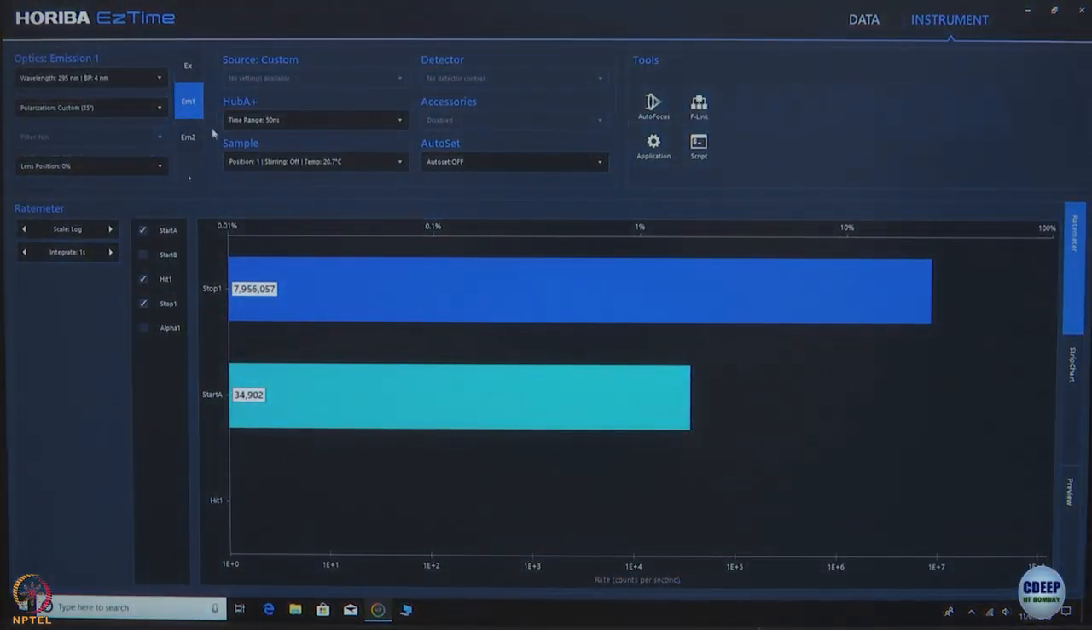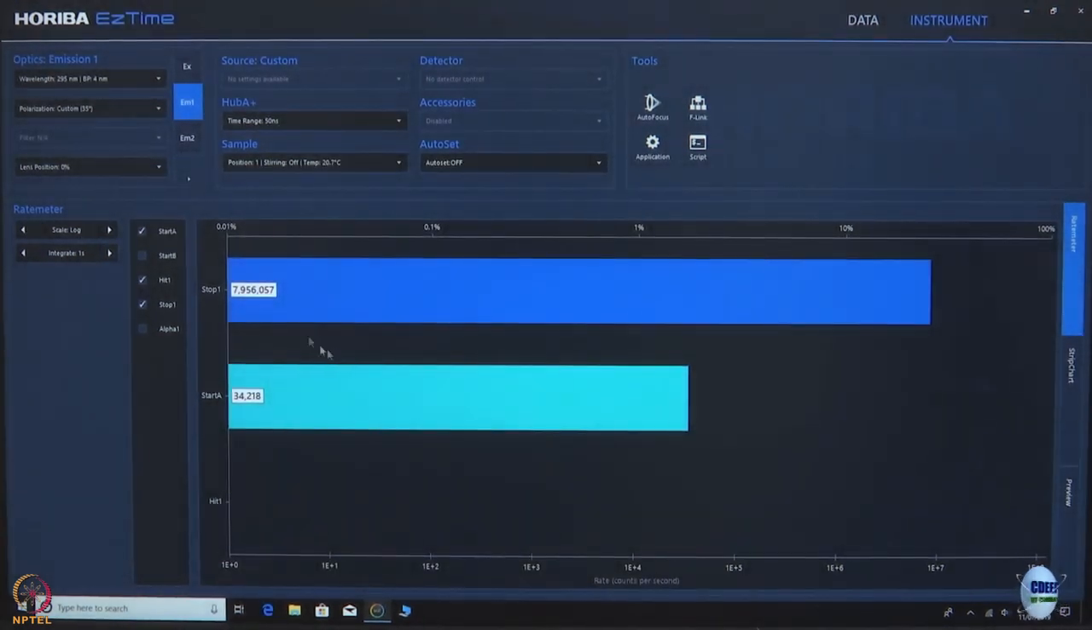Right. To record the instrument response function, we have replaced the sample by a scatterer, in this case, Ludox. And we have changed the wavelength to the excitation wavelength. The earlier decay that we showed you was recorded at 350 nanometer. Now we have changed the wavelength to 295 nanometer and we are looking at scattered light. And since we are looking at scattered light, you can see the counts are really very high.